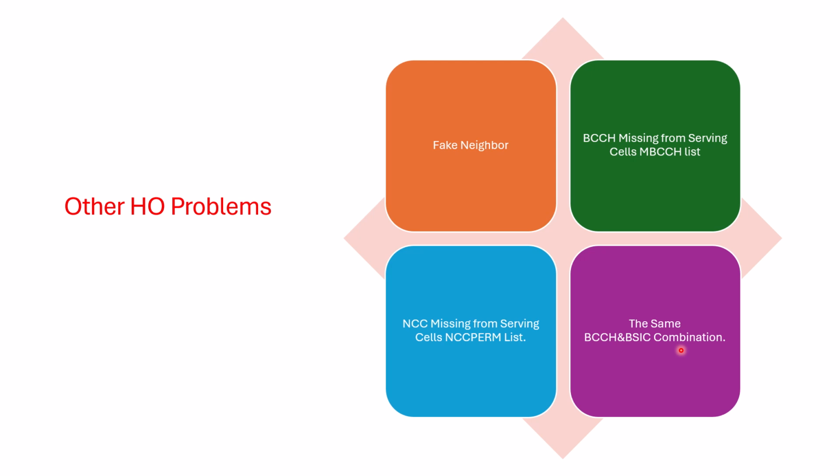The same BCCH and BSIC combination. During calls, the mobile station (MS) reports the BCCH, BSIC, and signal strength of the six strongest neighbor cells to the BSC. The BSC then maps each neighbor's BCCH and BSIC combination to its cell global identifier (CGI). Therefore, all neighbors of a single cell must have an unequivocal BCCH and BSIC combination.